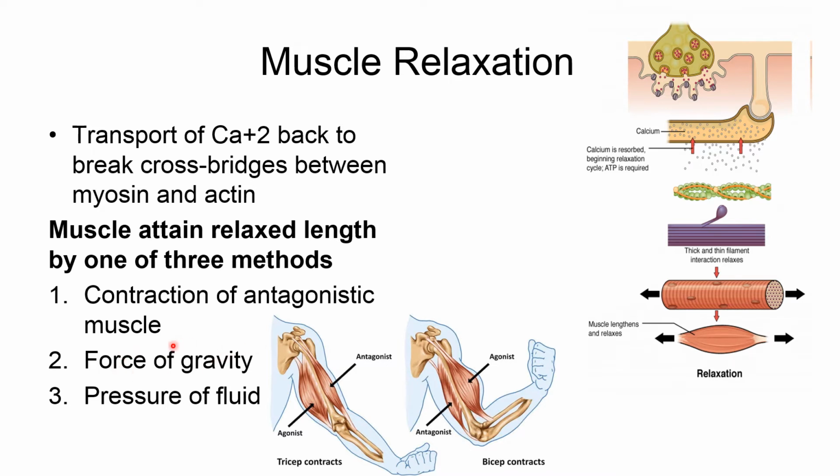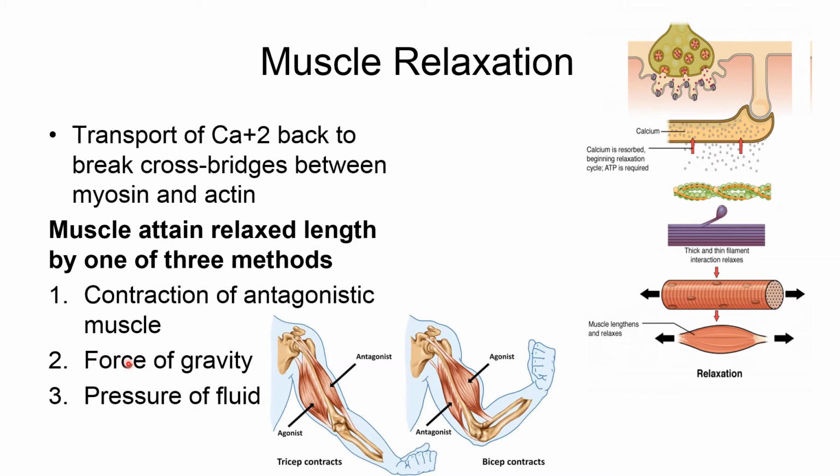Another process is the force of gravity. A few of our muscles that are in line with the force of gravity may relax by that force. For example, the muscles in the vertebral column that keep the body in an erect position: even if their cross bridges are broken, they will not come to their length until they come in line with gravity.